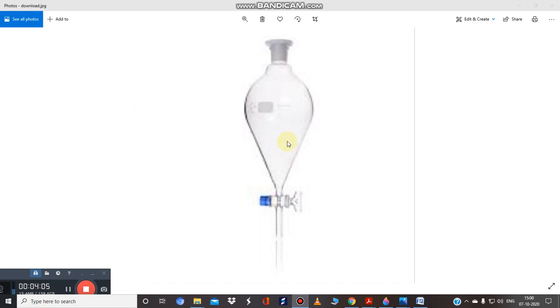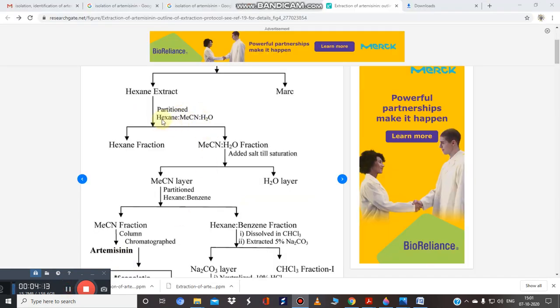What will happen is that we will see different layers form, as there is a difference in the polarity of these solvents. The first solvent we are using is hexane, which is non-polar. Then we are also using water, which is the most polar one. So we will see separation in the separating funnel as two layers. The upper layer will be of the non-polar solvent like hexane, and the lower layer will be of methyl cyanide and water. So what will be the next step? We will use the methyl cyanide and water fraction, and we will discard the hexane fraction.